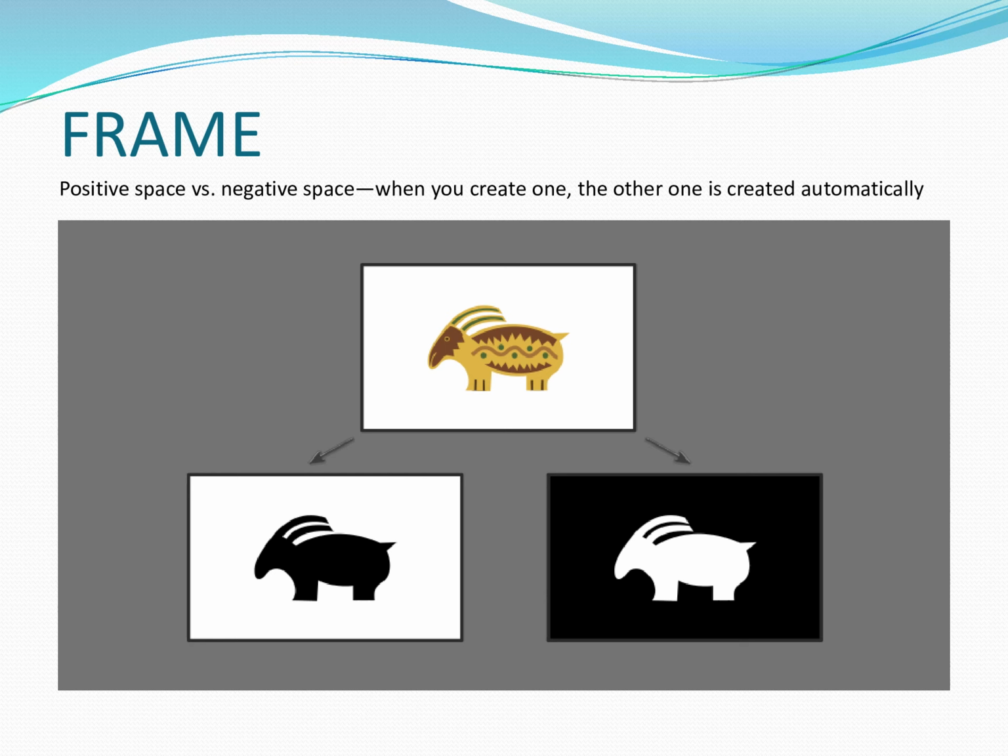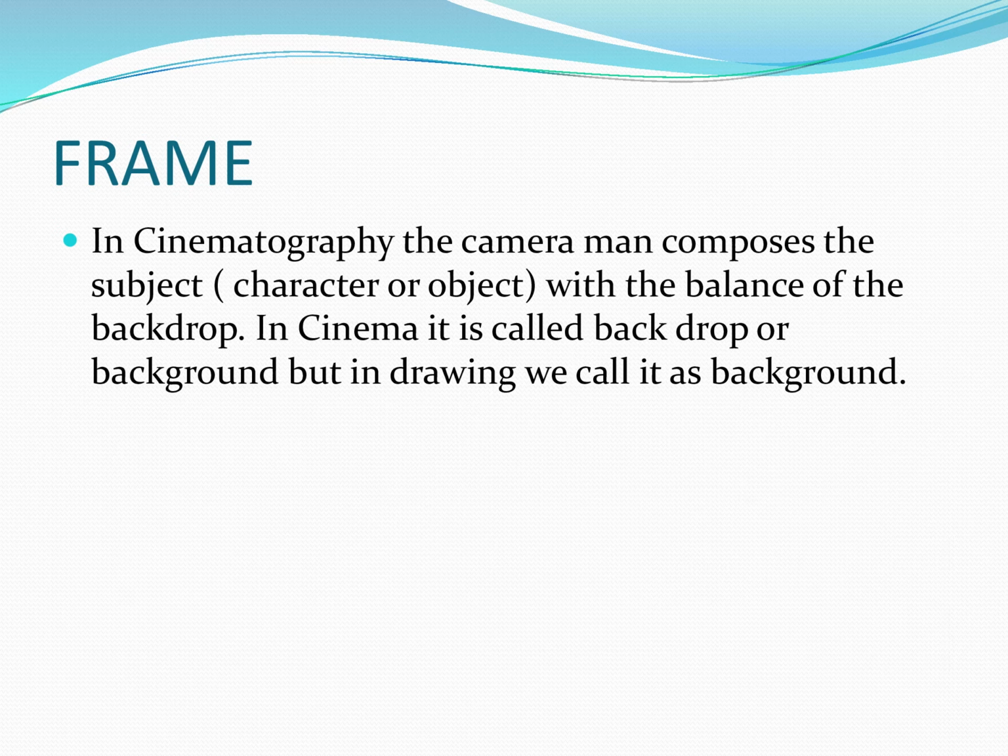No, it is also a positive space because it is presented with detail. The remaining things in the bottom are black and white. So in cinematography, the cameraman composes a subject in the balance of the backdrop. In cinema, it is called backdrop, but in drawing, we call it background. I think you could have understood what is background and backdrop.